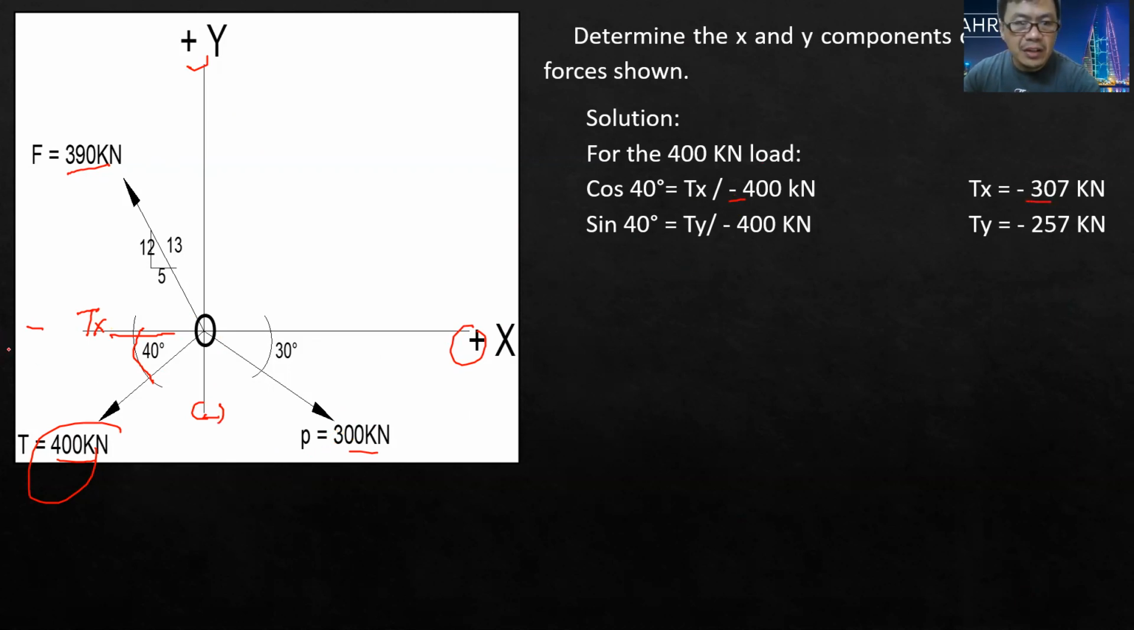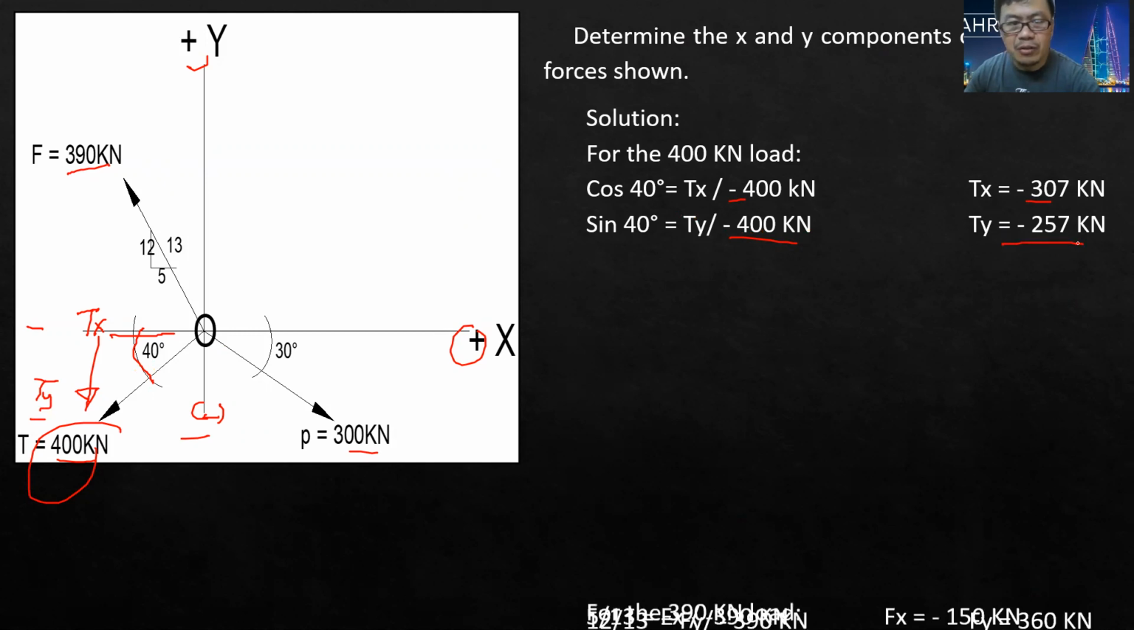Now for sine theta, also here it's going down, so this is also negative. This is Ty, this vertical component, Ty all over negative 400, which is the force. Now we can compute Ty is equal to negative 257 kilonewton.